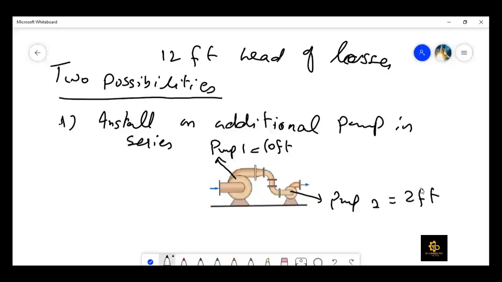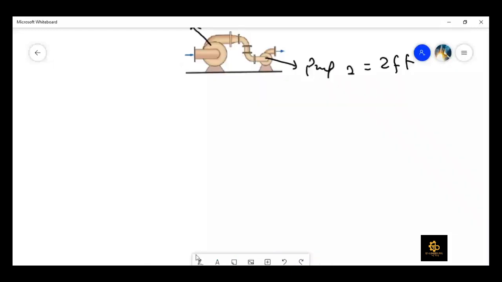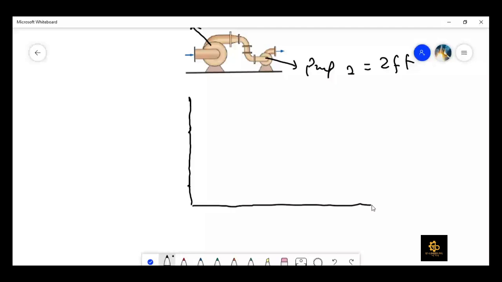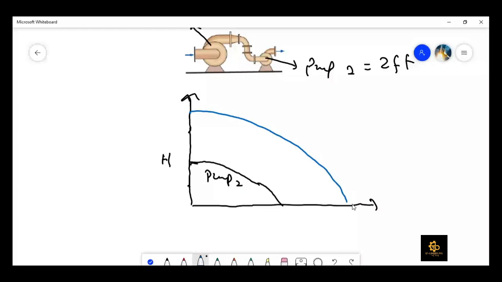But if we look at the characteristic curves, we know that the characteristic curves of both would be something like this. For pump one, this is the net head characteristic curve, something like this. And this is for pump two, which is the smaller pump. And for the larger pump, we would have a characteristic something like this. So if you remember, these are the free delivery points for pump one and pump two.